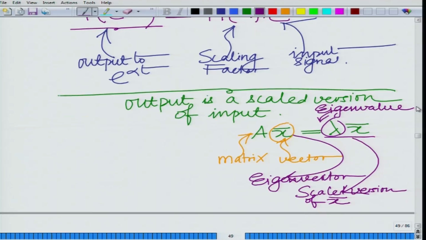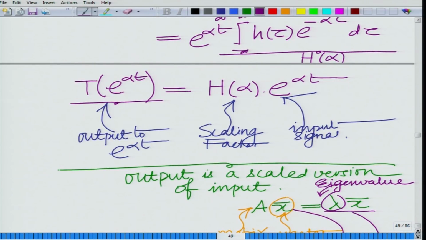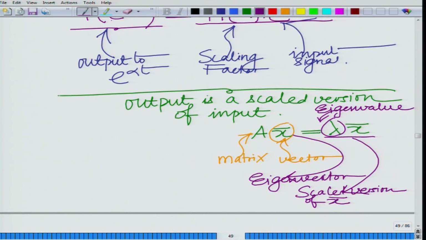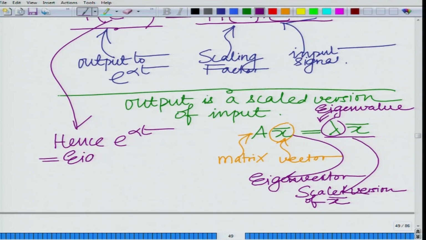Similarly, what you are observing here is that the input is e power alpha t and the output is simply a scaled version of e power alpha t, that is H of alpha times e power alpha t. Hence, e power alpha t is an eigenfunction of any LTI system.